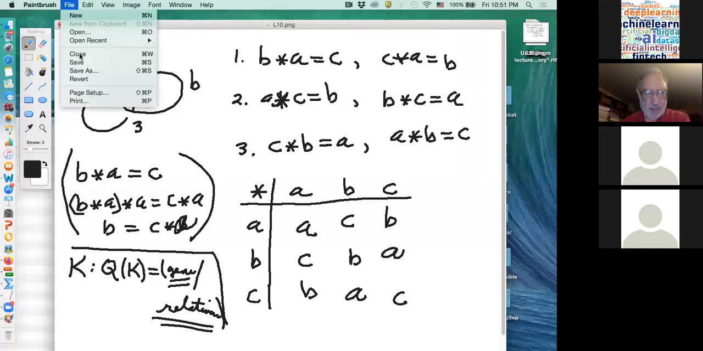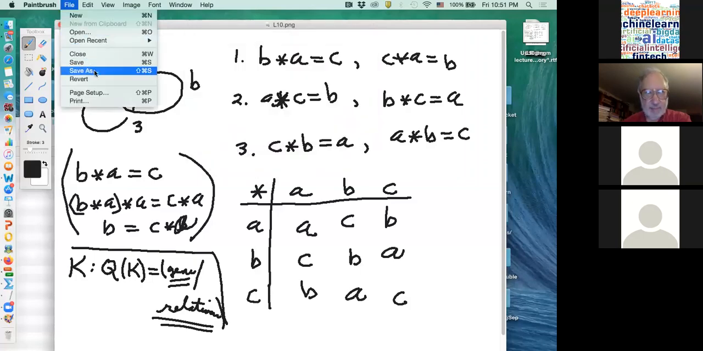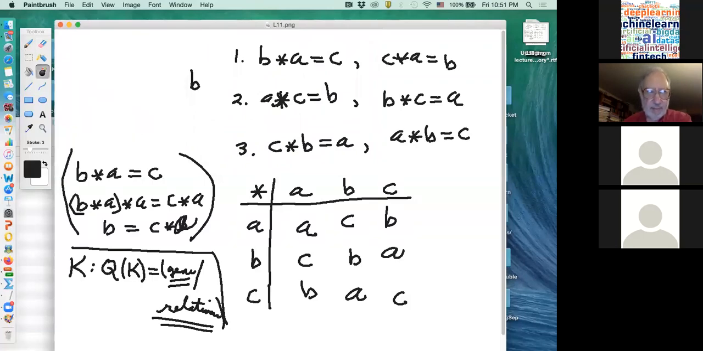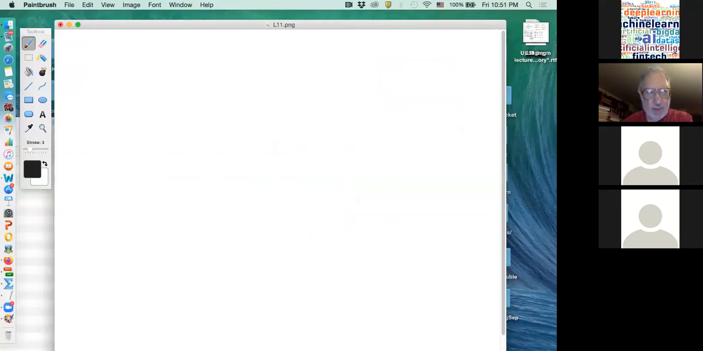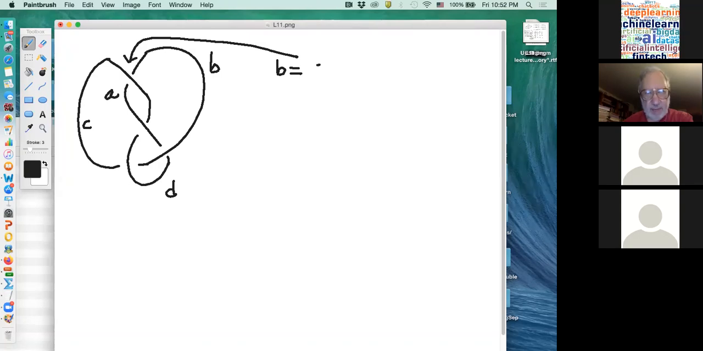So let me go to another slide to tell you about it in general. So I have some knot. Maybe we'll draw one for the sake of having one around, another knot. And I have a couple of arcs in the knot. Maybe I've labeled them with letters A, B, C, and D, four letters. And I choose a crossing. And at every crossing, I get a relation, you see. So I get a relation here that says that B is equal to A times C.